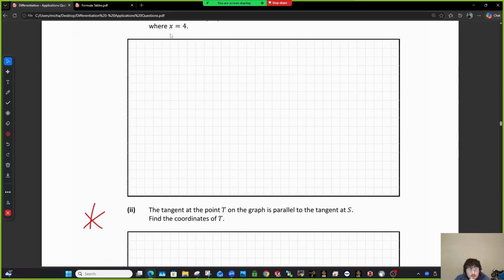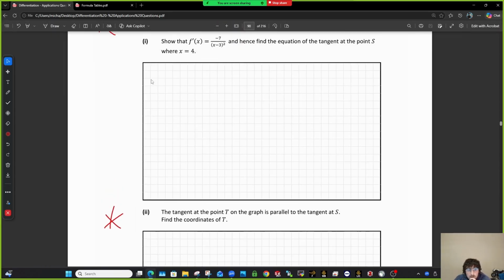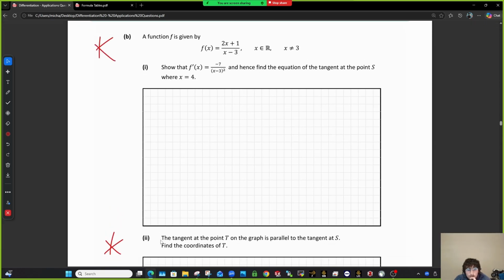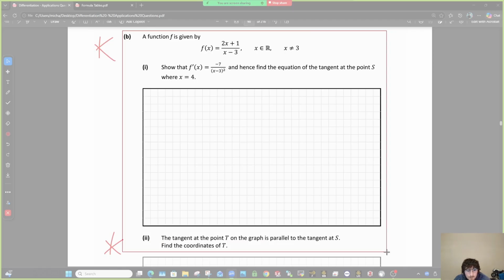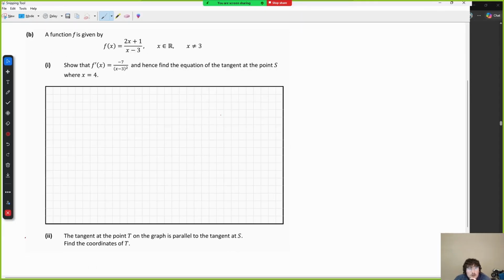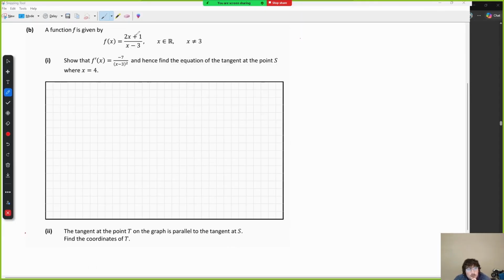There's just two parts, because you see they're linked, like 1 and 2. So let's snip that. We'll go here. There's some function that, if we get the derivative of it, we're probably going to need a quotient rule. F dash is this, show this, and hence find the equation of the tangent at S. Great, that shouldn't be an issue.